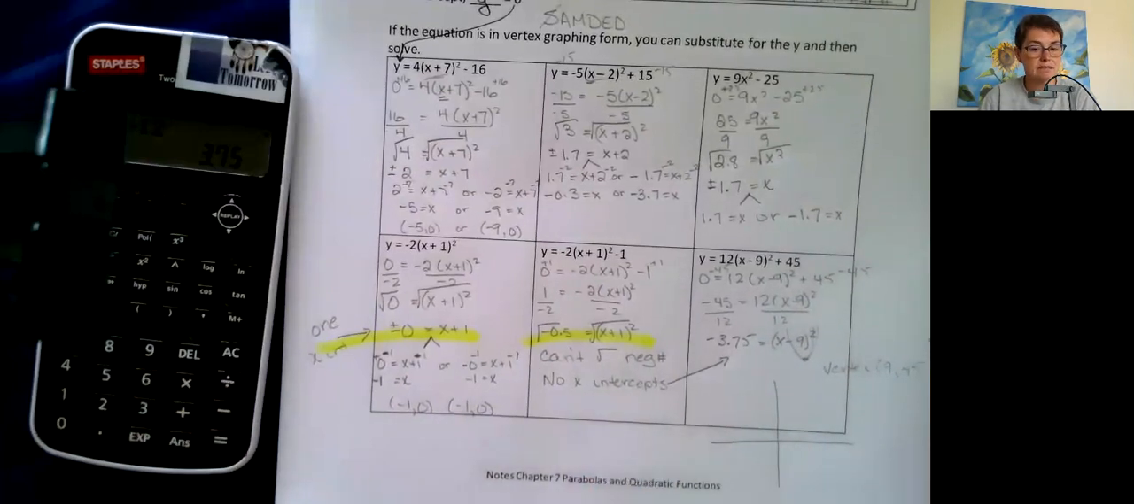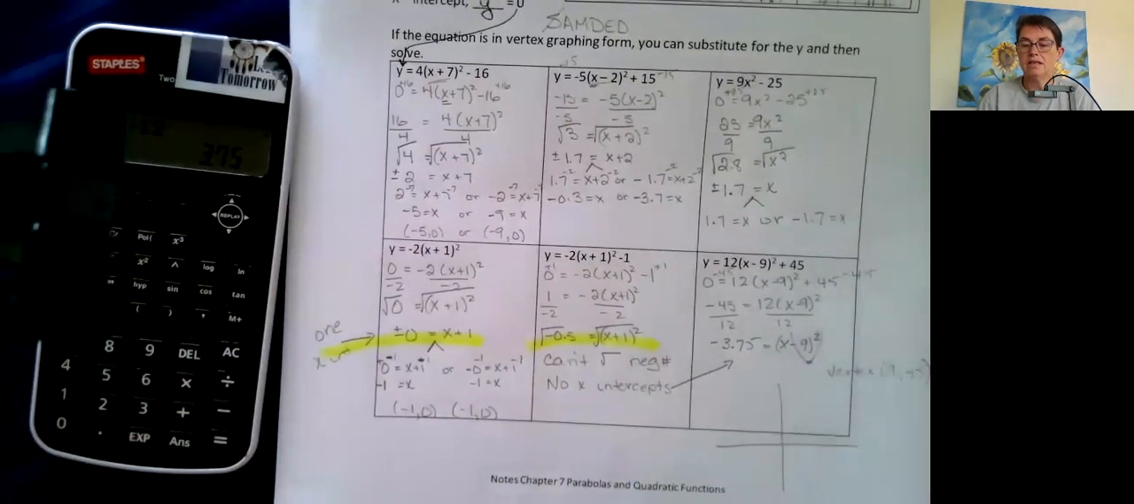So you can double check, right? I knew which way it was going to go, and you can see that with a vertex of 9 and 45, you're not going to have any x-intercept. It's never going to cross the x-axis down here.